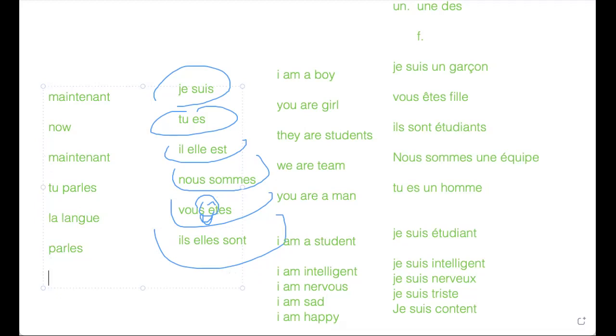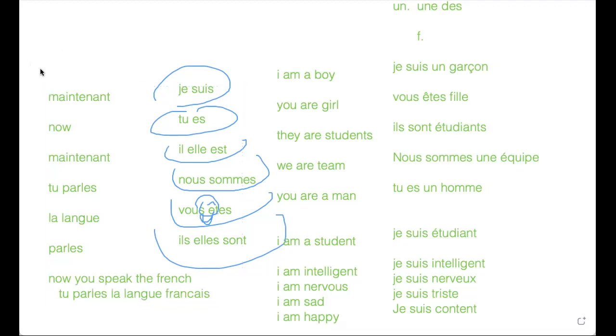You speak the language. If I say now, you speak the French: maintenant, tu parles la langue française. You speak the language French. Tu parles la langue française. Français. We have French and we have a language. Is it clear to you?